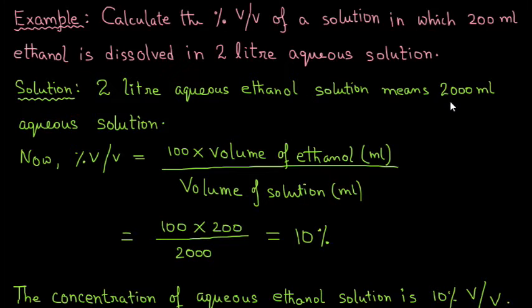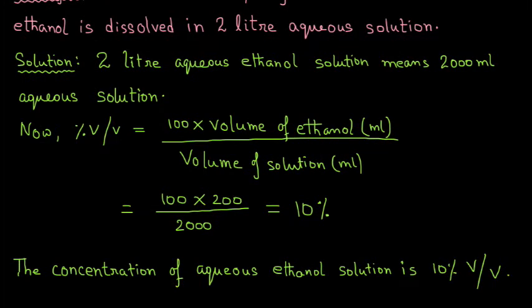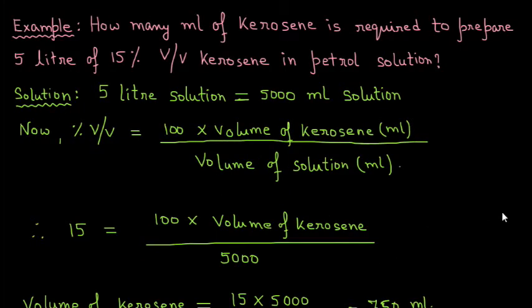So we'll put these values into the formula of volume percentage. Percentage V by V is equal to 100 multiplied by volume of ethanol in ml upon volume of solution in ml. So 100 multiplied by 200 upon 2000, which is 10%. So the concentration of aqueous ethanol solution is 10% V upon V. Let us see another example.